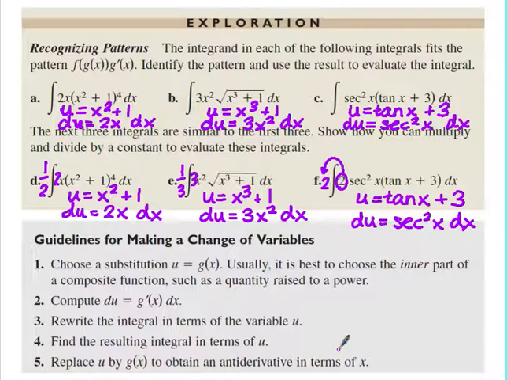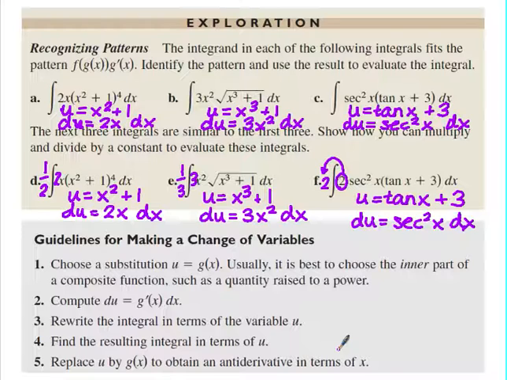Now, we've got some guidelines for doing u substitution. We're going to go through these, and then we're going to jump into some examples. The first step: choose a substitution u equals. That's exactly what we've just done. Usually, it is best to choose the inner part of a composite function, such as a quantity raised to a power. So when you're doing your u substitutions, you're looking for quantities. That's what we did in A through F. Step 2: compute du, which is what we did. That's the derivative.